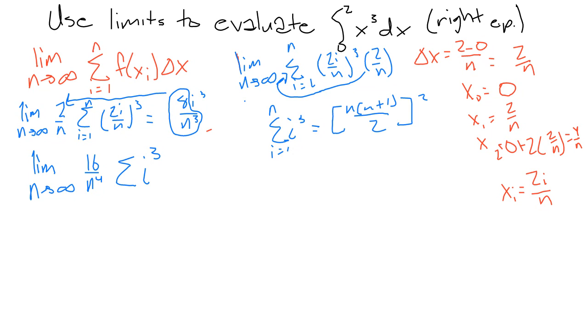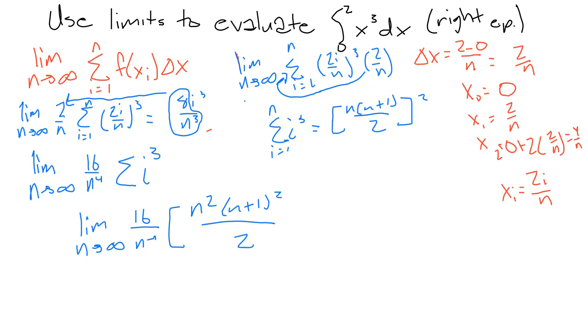So now we take our limit as n approaches infinity of 16 over n to the 4th times, if we distribute that square, n squared times n plus 1 squared over 4. All right, let's see if there's anything we can cancel out. Let's cancel out this n squared to give us an n squared down here. Wait, actually, that's a 4 down here, which will give us a 4 up here. Yeah, we missed that.